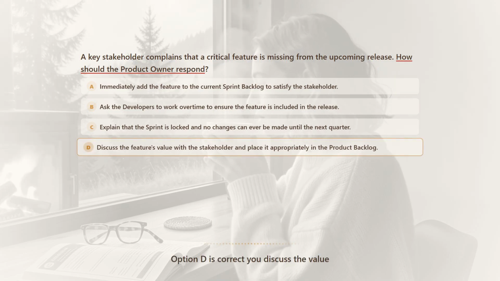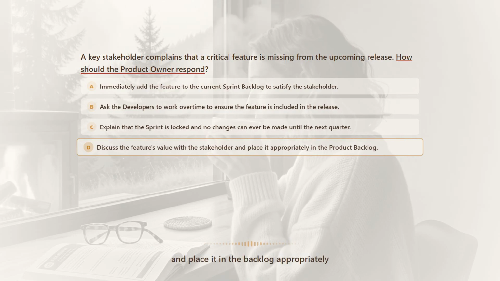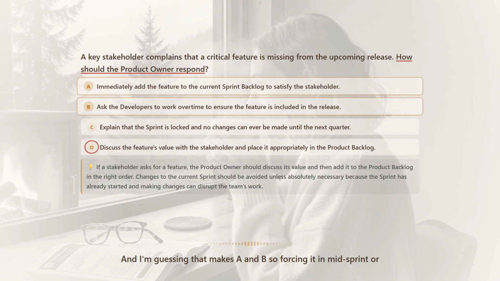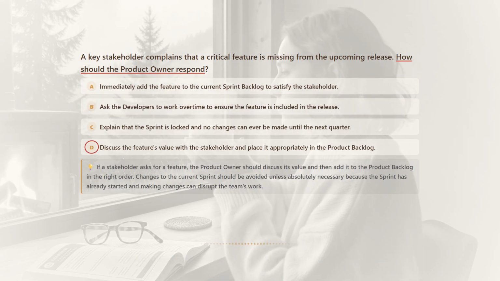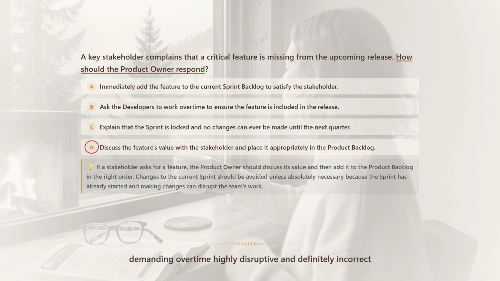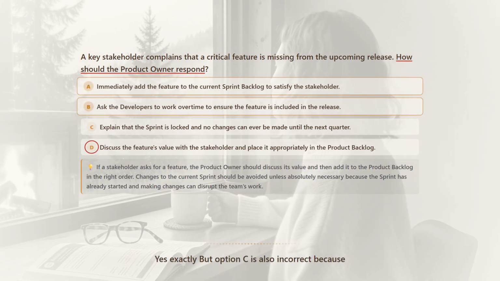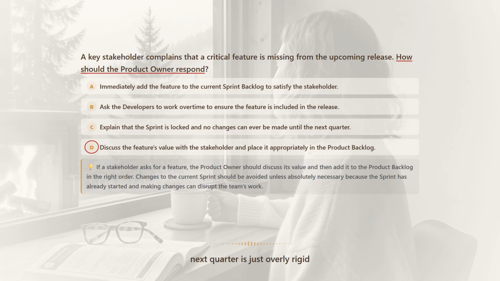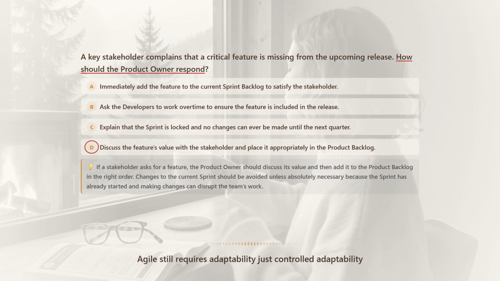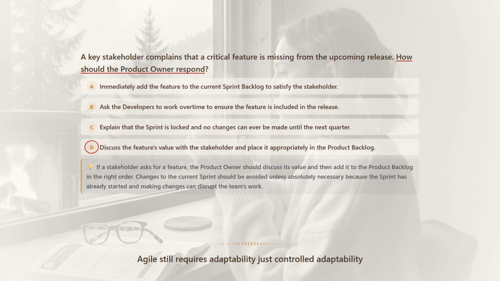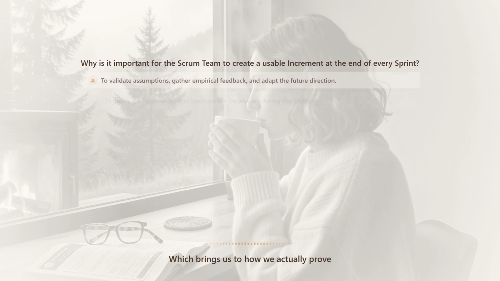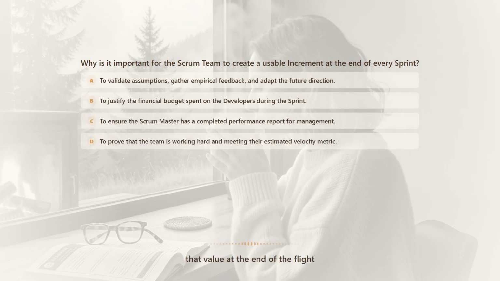Option D is correct. You discuss the value and place it in the backlog appropriately. And I'm guessing that makes A and B, forcing it in mid-sprint or demanding overtime, highly disruptive and definitely incorrect. Yes, exactly. But option C is also incorrect because saying the sprint is strictly locked until next quarter is just overly rigid. Agile still requires adaptability, just controlled adaptability. Controlled adaptability, I like that. Which brings us to how we actually prove that value at the end of the flight.